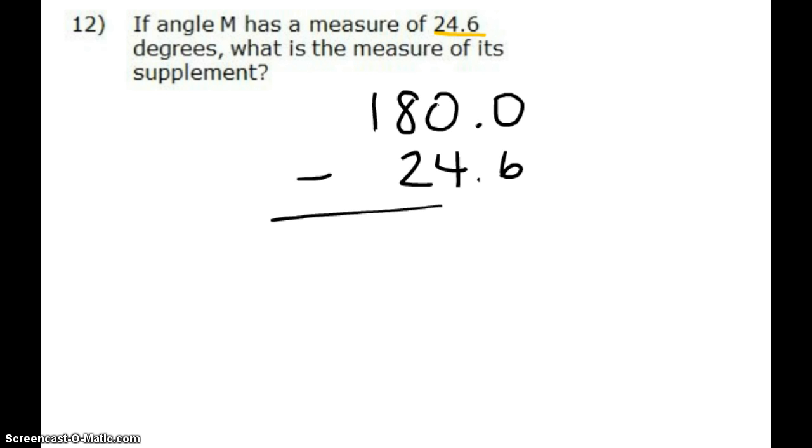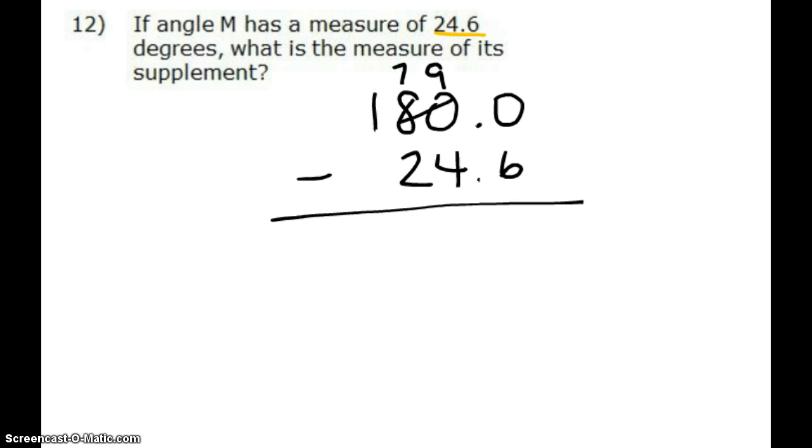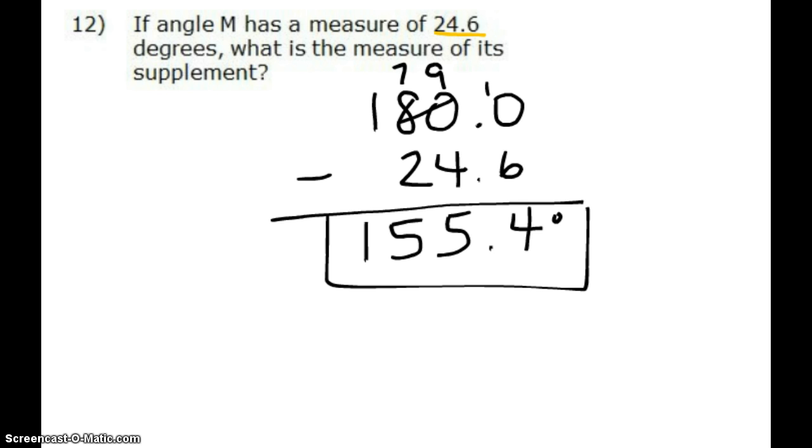Remember, when you're adding and subtracting with decimals, think about money. You can't line up $180 and subtract out 24.6 or $24.60. You've got to line up your decimal points. So when I line those up, I can subtract, and I end up with 155.4 degrees. So its supplement is 155.4. So go back and check it. Add 155.4 to 24.6 and make sure that you get 180 degrees.